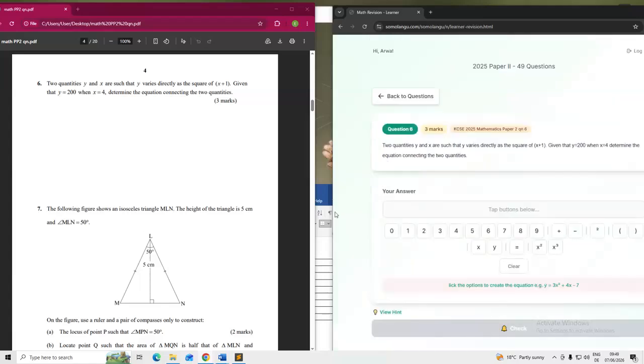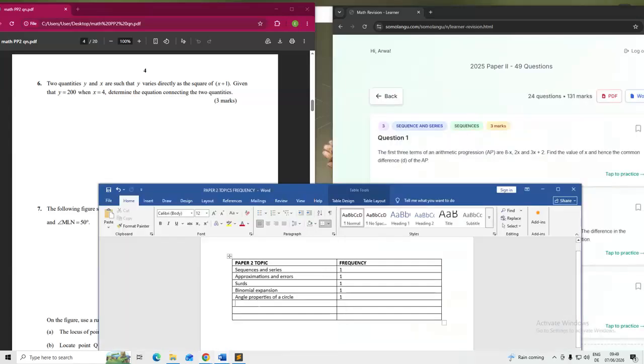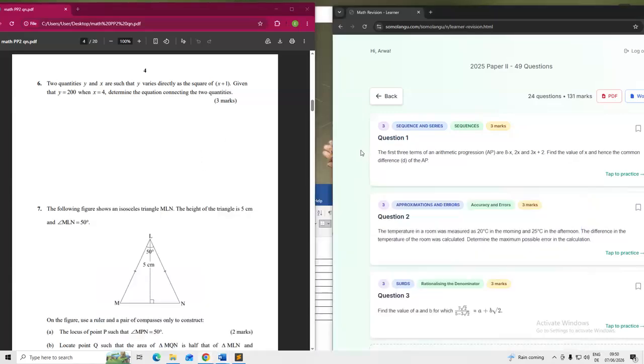The student is expected to translate a verbal variation statement into a mathematical model and determine the constant of proportionality. Remember, this is one of the most common variation questions in KCSE. Okay, so here we have variation, formulae, and variation that has also been tested once in that particular paper.